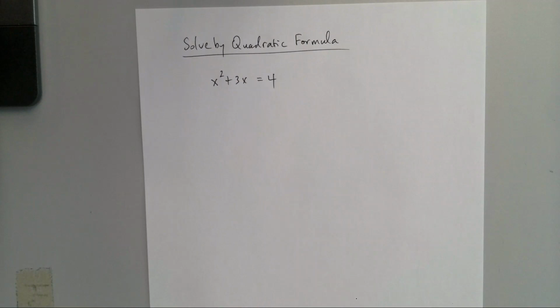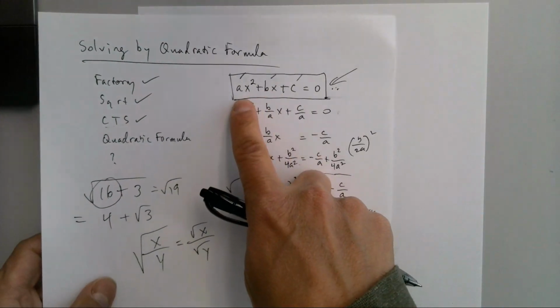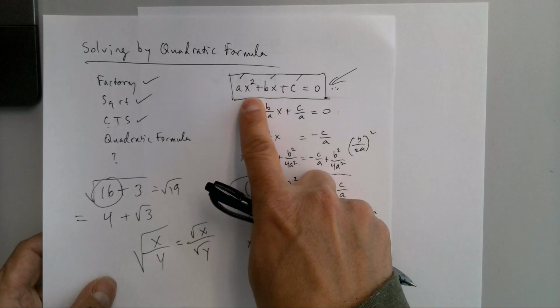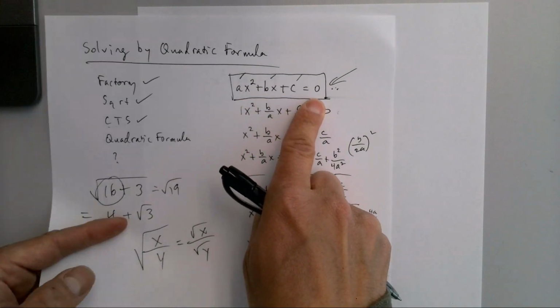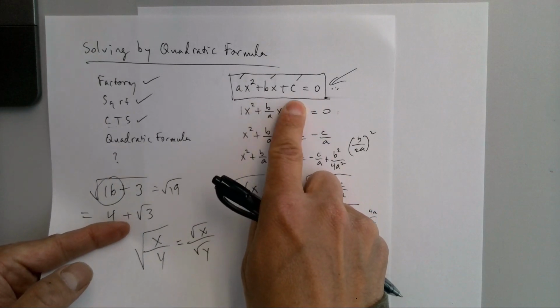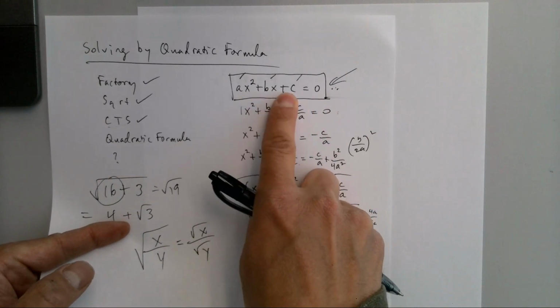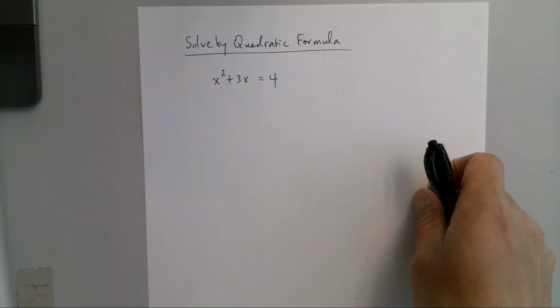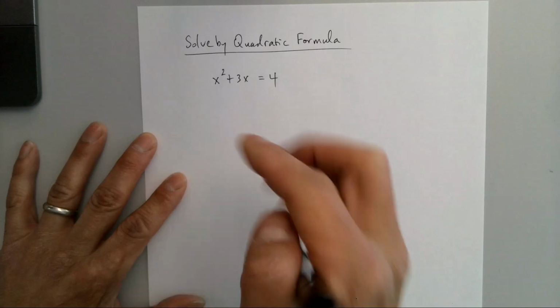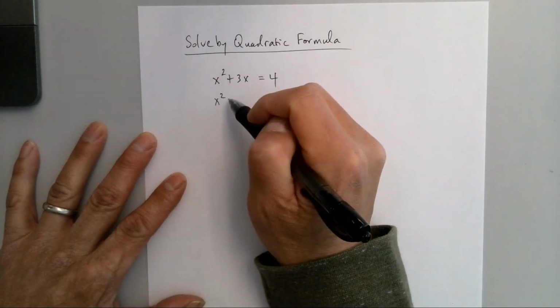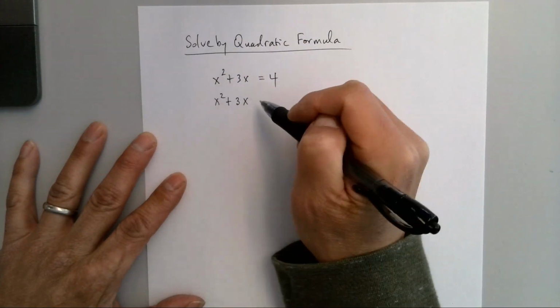Okay, the first one I'll do here is x squared plus 3x equals 4. Now, if you remember, we derived the formula from this equation, ax squared plus bx plus c equals 0. So in order to use the quadratic formula, your equation must be in this form first. The trinomial equaling 0. So before I apply the formula, I have to move the 4 over because the form requires that the right side is 0.